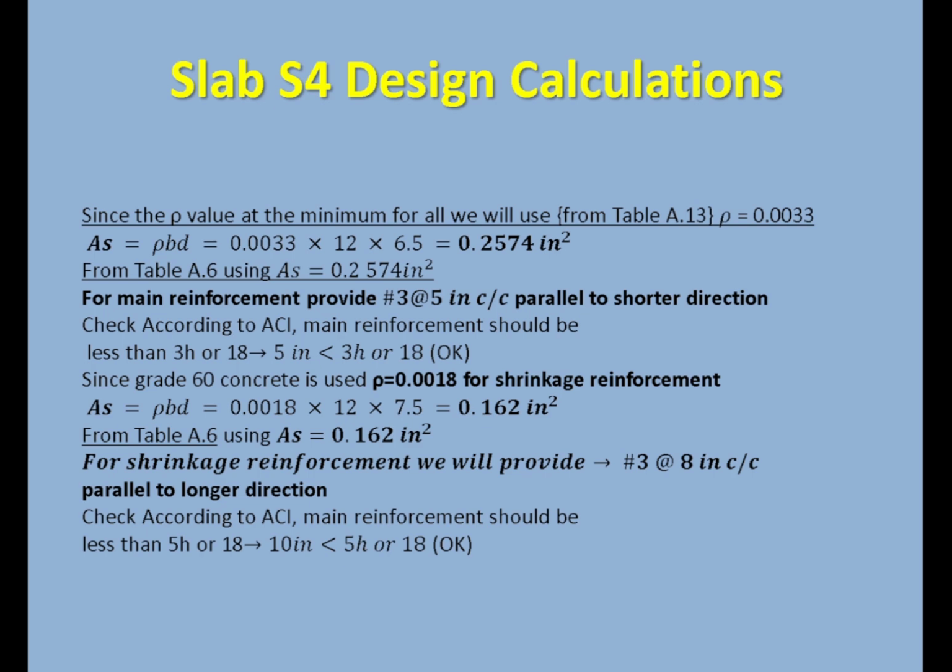For the shrinkage reinforcement, since we have grade 60 concrete, we used rho as 0.0018. For this value, the AS is 0.162, and the reinforcement, according to table A6, will be bar number 3 at 8 inches, parallel to the longer direction. And after applying the checks, it's okay.